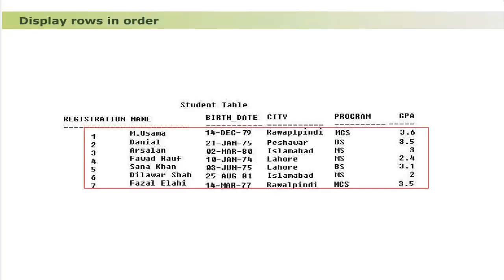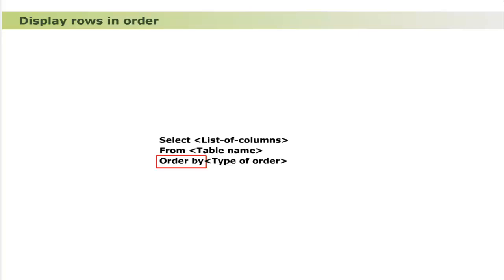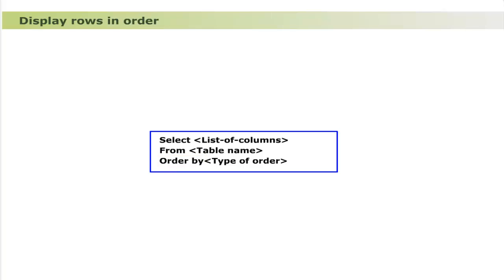Display rows in order. Dear learners, so far we learned queries that display all rows selected in the same order as they are fetched. But very often it is required to control the order of display. This can be done by adding the order by clause to a select command. The general form is shown as.